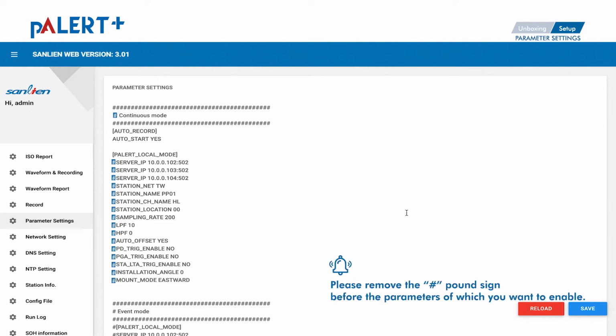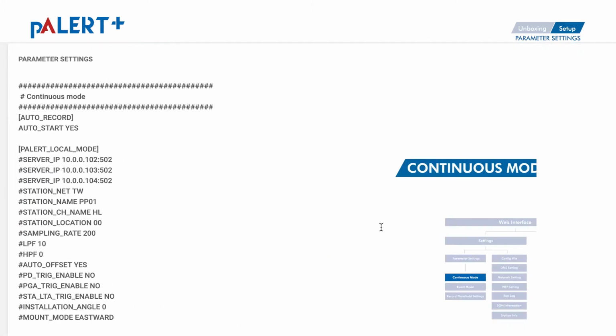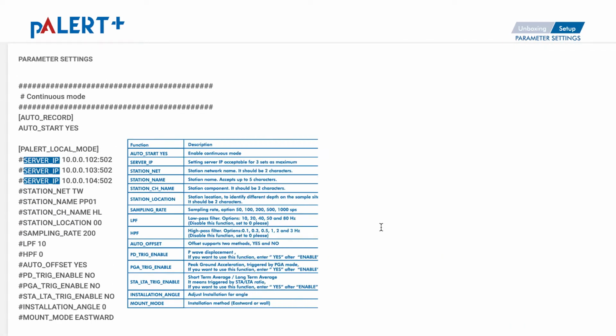Here's a friendly reminder: please remove the pound sign before the parameters which you want to enable. Continuous mode. Server IP. You can set up 3 sets of server IP at maximum.